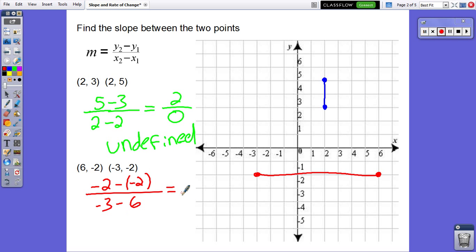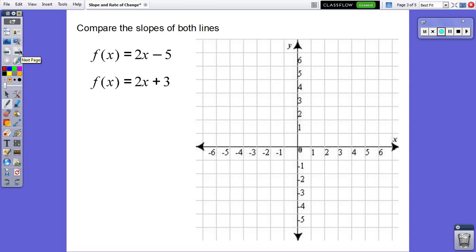On the top, negative 2 minus negative 2 is the same thing as negative 2 plus 2, which is going to be 0. And then on the bottom we get negative 9. Well, then 0 divided by anything is just 0. So a horizontal line has a slope of 0.